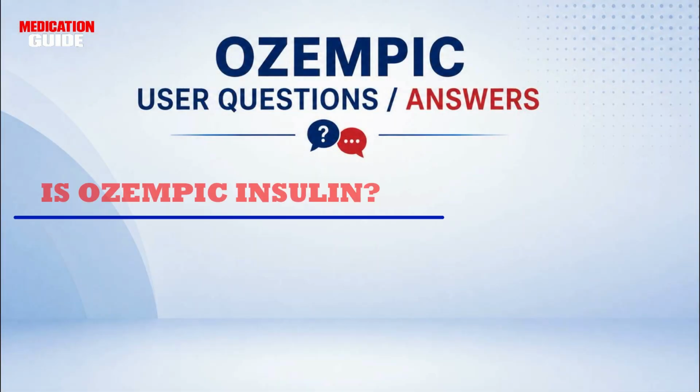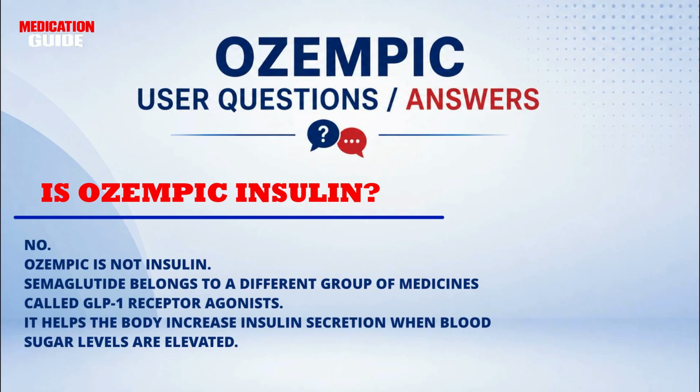Is Ozempic insulin? No, Ozempic is not insulin. Semaglutide belongs to a different group of medicines called GLP-1 receptor agonists. It helps the body increase insulin secretion when blood sugar levels are elevated.